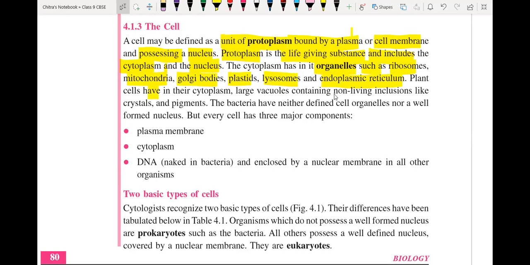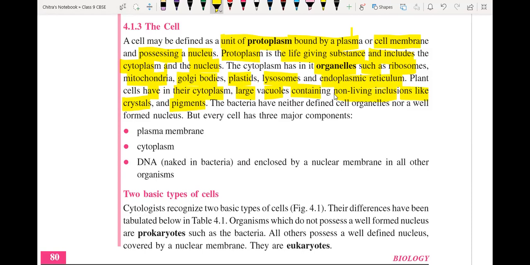Plant cells have large vacuoles in their cytoplasm as compared to the animal cell, containing non-living inclusions like crystals and pigments. They are responsible for the colors also, like chlorophyll in the chloroplast, which is the green pigment.